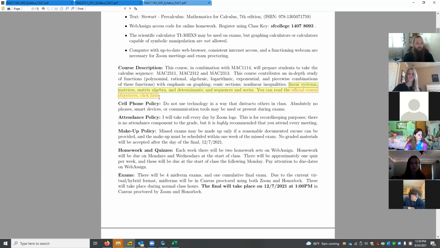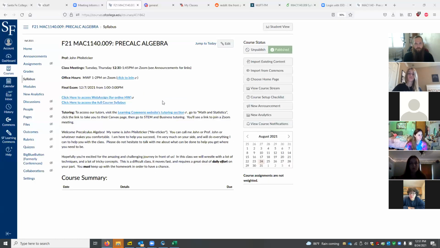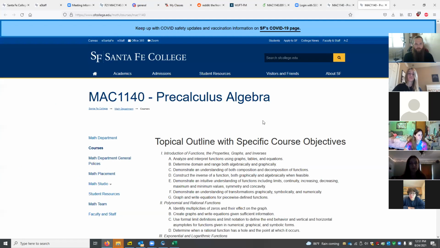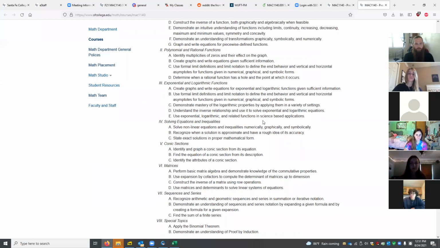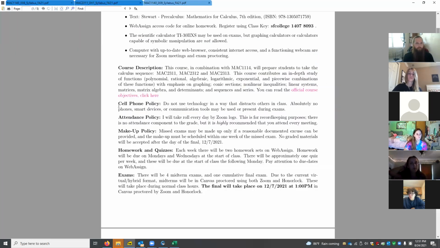And then at the end of the class, we are going to talk about systems of linear equations, matrices, which are these beautiful tools for abstracting from a system of equations to a whole different algebraic object. We'll study the algebra of matrices, these things called determinants, which are really neat, connected to matrices. And then we're going to finish up the class by talking about sequences and series. If you want to read the full official course description, course objectives, you can follow that link. It's all right here. I'm not going to do that today.